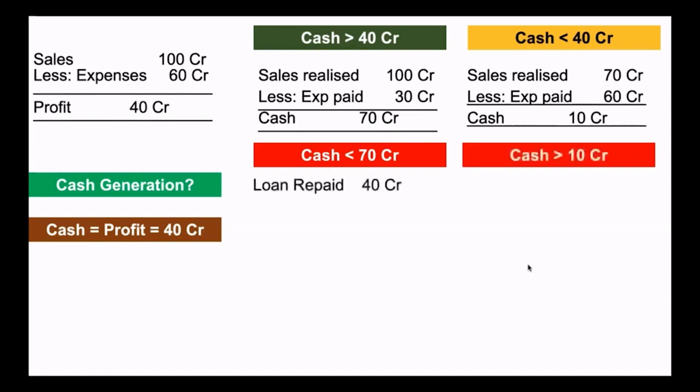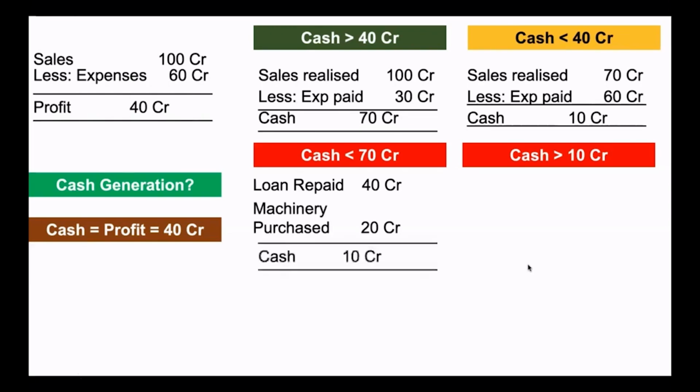How? Let's say a loan has been repaid, 40 crore. Some machinery has been purchased for 20 crore. It means 60 crore gone out of the 70. So what is the cash position? It is now only 10 crore.